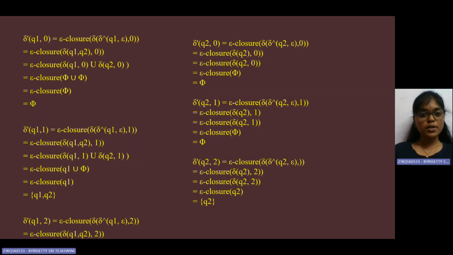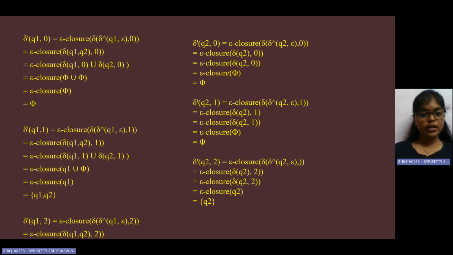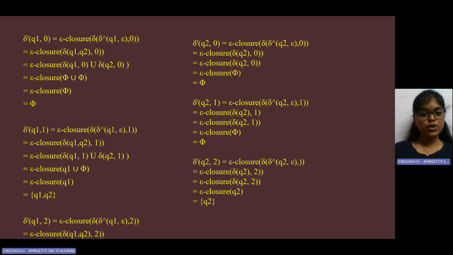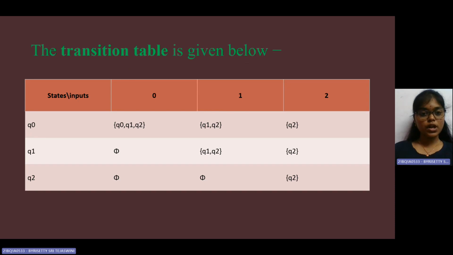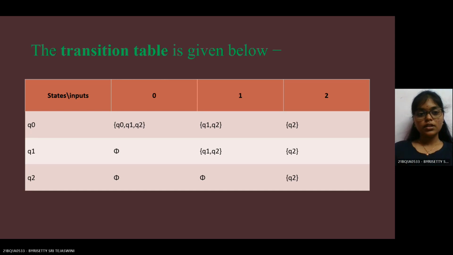Next, q2 comma 0 is phi. Next, q2 comma 1 is phi. Next, q2 comma 2 is q2. So these values are drawn from the epsilon closures of delta. So now the table: for q0 on 0, we got q0, q1, q2.